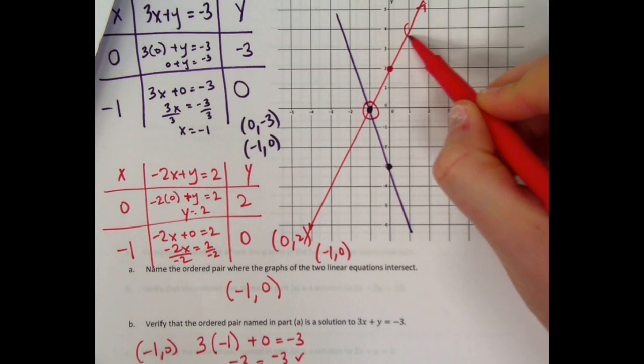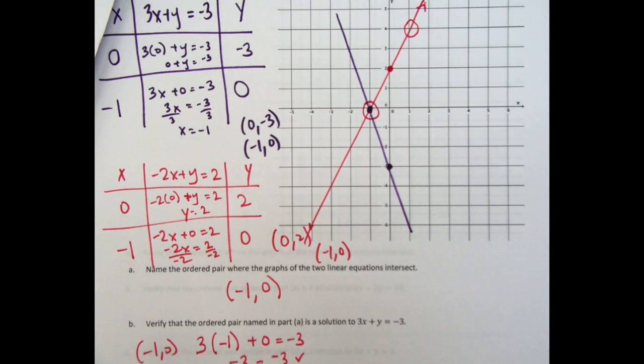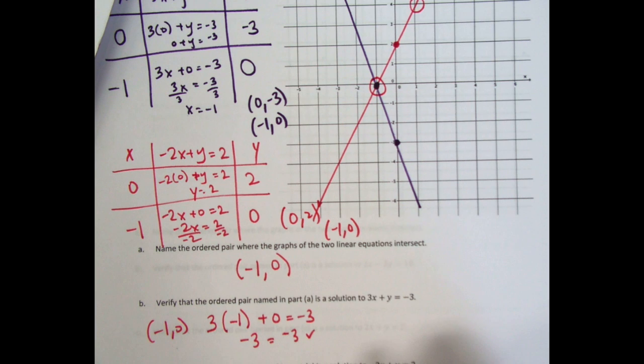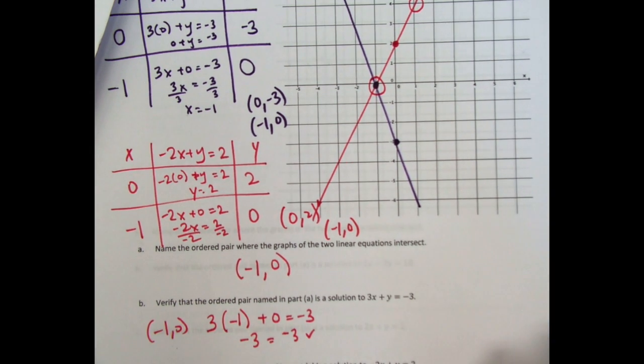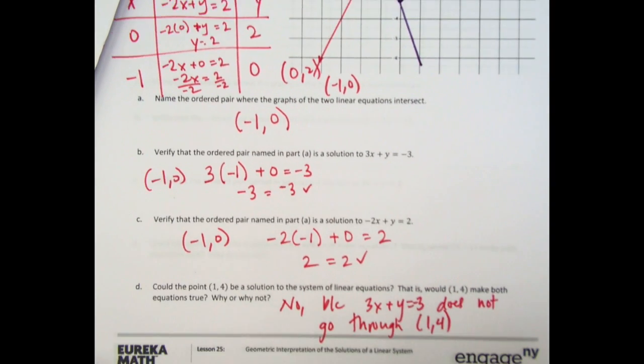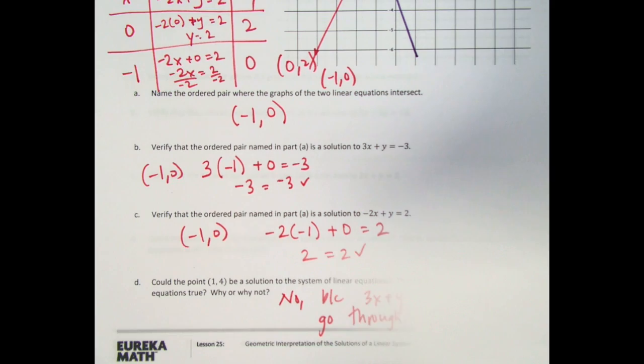Could the point 1, 4, let's go look at our graph. 1, 4. It looks like it goes through our second equation, but not our first. So no, because 3x plus y equals negative 3 does not go through 1, 4.